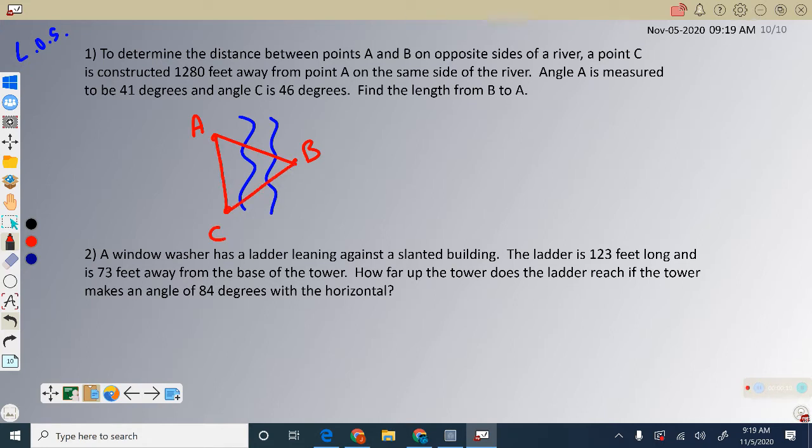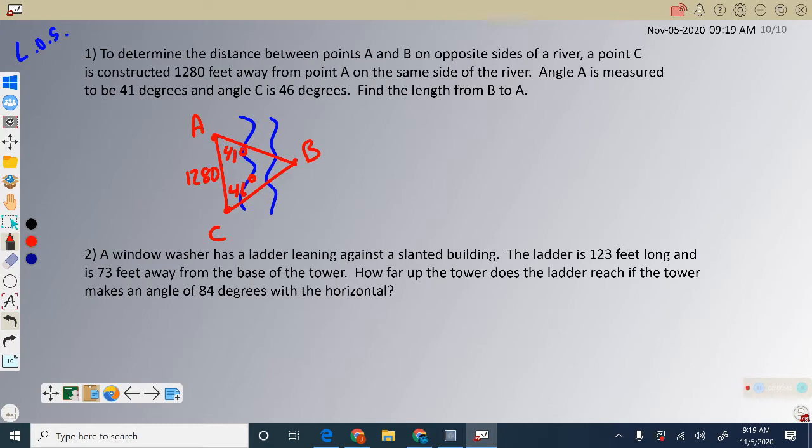And hey, look at that. Now we can create our triangle. And they're telling you that angle A is measured to be 41 degrees. We know that angle C is 46 degrees. And they tell us the distance between A and C here is 1280. So now we're going to be able to use the law of sines to figure out this problem.